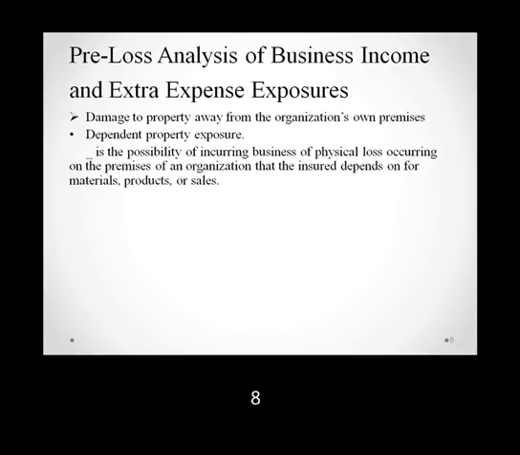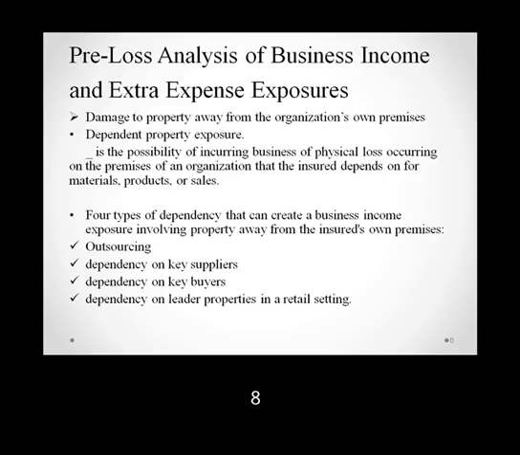An organization can also suffer a business income loss because of physical damage to property at locations not owned or controlled by the organization, which creates a dependent property exposure. The dependent property exposure is defined as the possibility of incurring business or physical loss occurring on the premises of an organization that the insured depends on for materials, products, or sales. There are four types of dependency that include outsourcing, dependency on key suppliers, dependency on key buyers, dependency on leaders' properties in a retail setting.